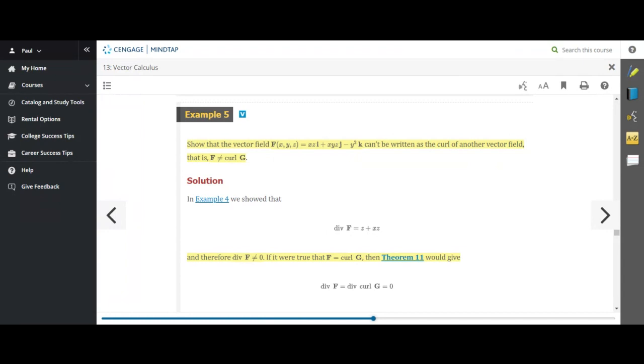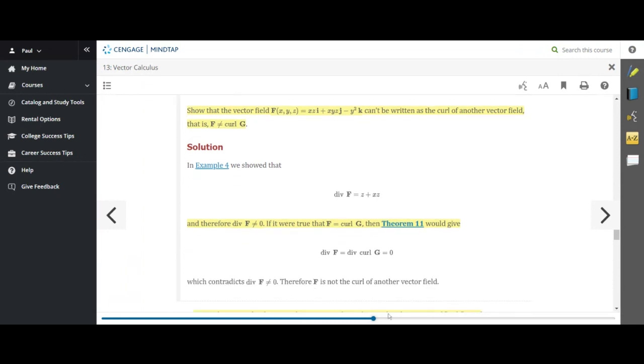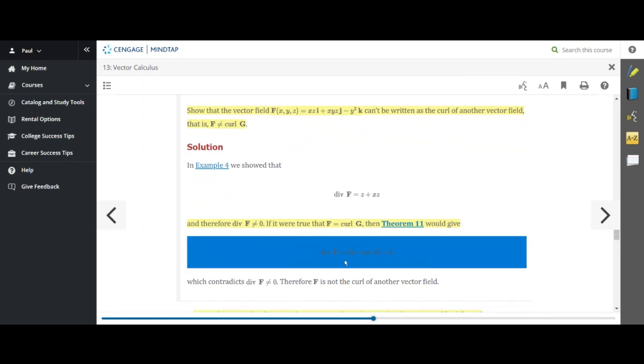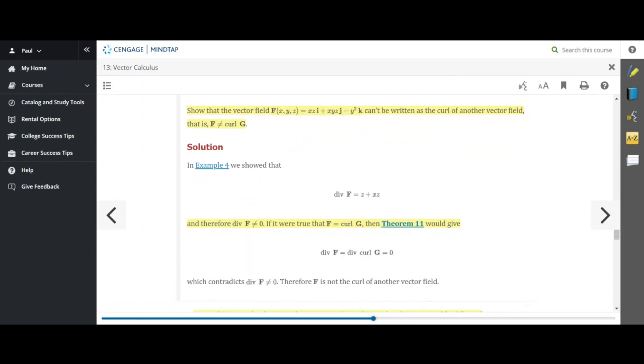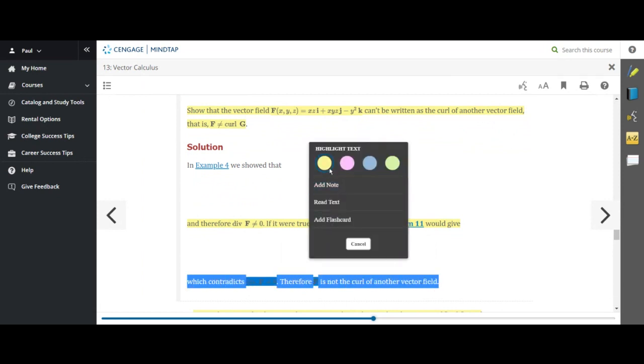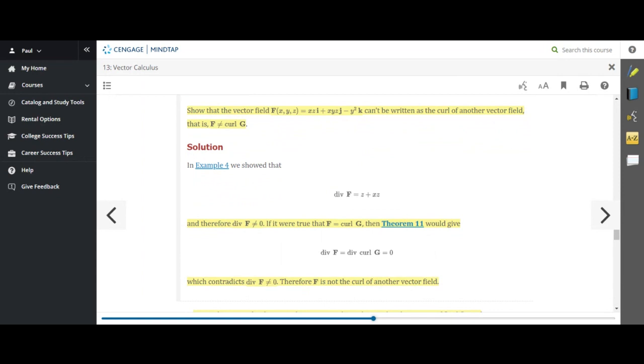But we know that the divergence of our vector field F is not 0. So we arrive at a contradiction. And therefore, the divergence of the vector field is not equal to 0, and so the vector field F cannot be the curl of another vector field.